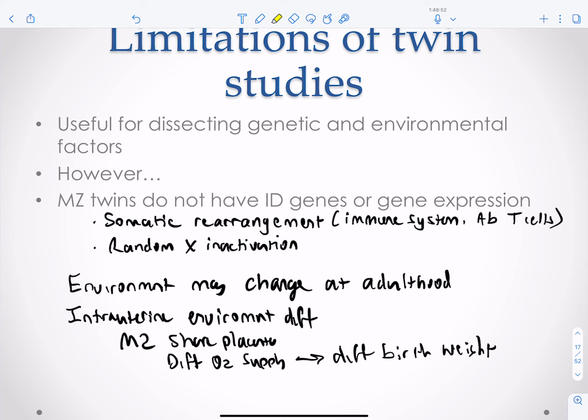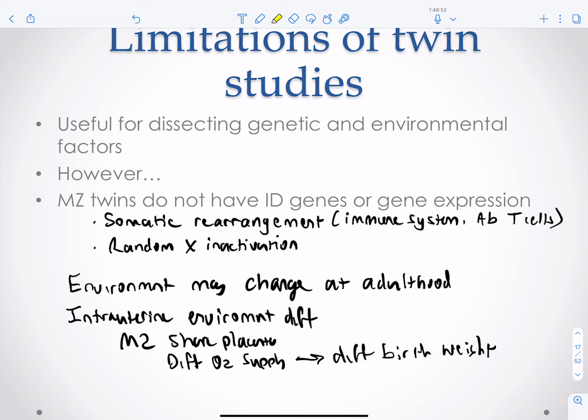Now, some things to keep in mind with twin studies is that you can look at them especially with respect to concordance of genetic influences and environmental factors. However, they are going to be limited. And some of the limitations are that the environment can change. So monozygotic twins that are separated at birth, their environments will be different. Monozygotic twins that grow up and then move to other places are going to have environments that change. You also have somatic rearrangement in the immune system, so your antibodies and T cell responses can be different.